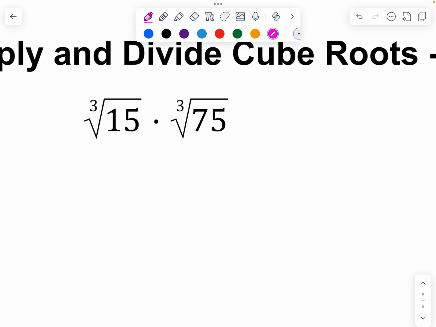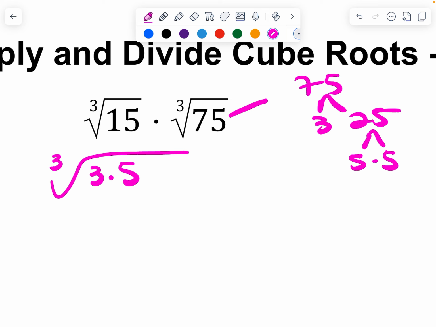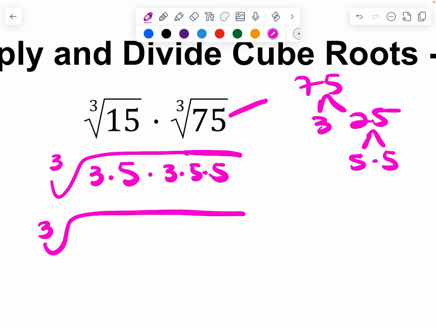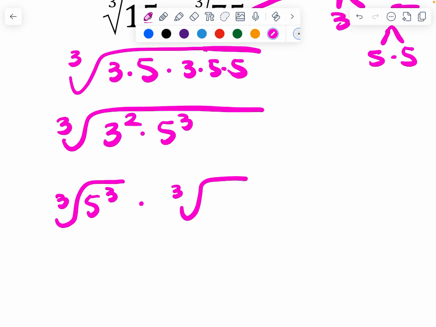Here. We'll do this. 3 times 5, 75. 3 times 25, 5, 5. So I have a 3, I have a 5, I have a 5. I'm going to write it all out for you to help you. 3 squared, 5 to the third. Look at that. Cube root of 5 to the third times the cube root of 9. So 5 cube root 9.